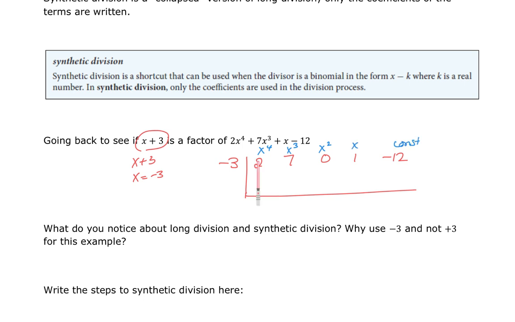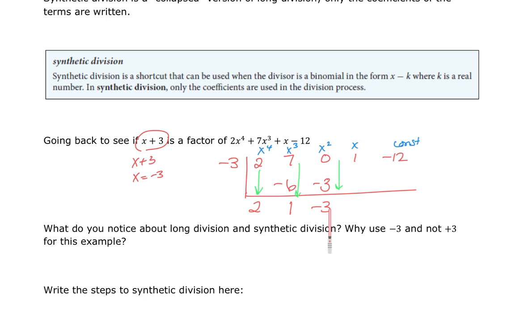All right. So the first thing that happens in synthetic is this first number just drops down. So this number is just going to drop down, and it's going to give me 2. To do this, what goes right here is this negative 3 multiplied by this 2, which gives me negative 6. And I'm going to add in this direction, so I get a positive 1. What's going to go right here is this negative 3 times this 1, so that's negative 3. These add, which is going to give me negative 3.